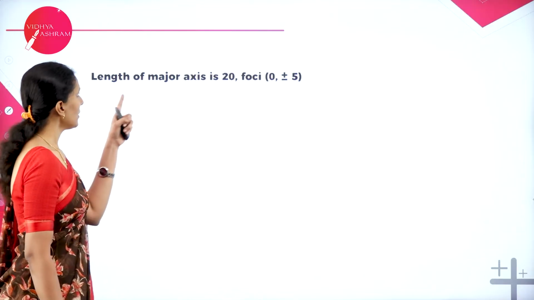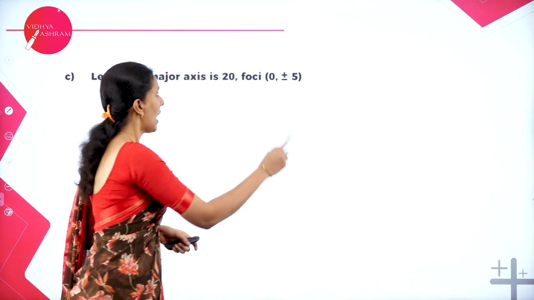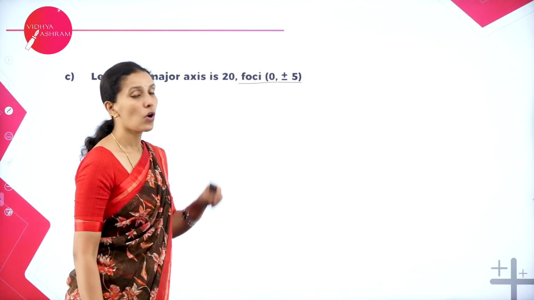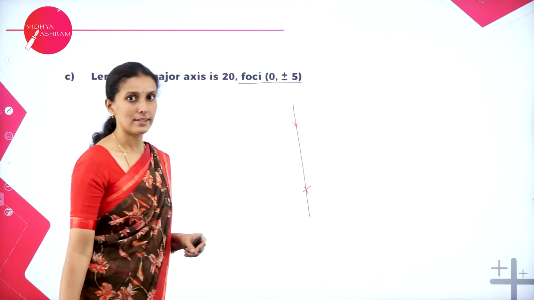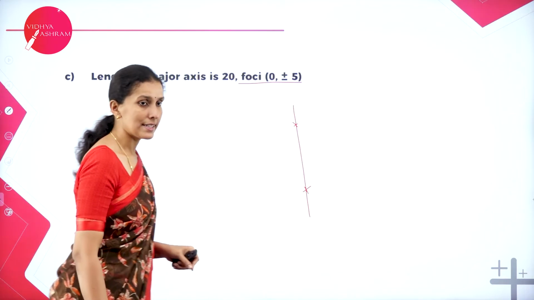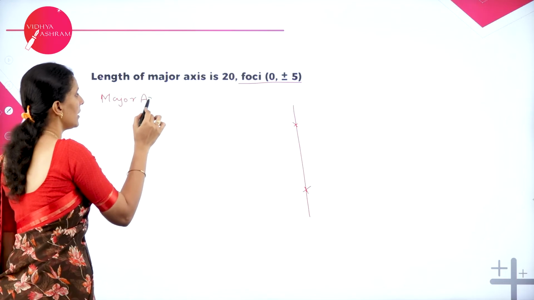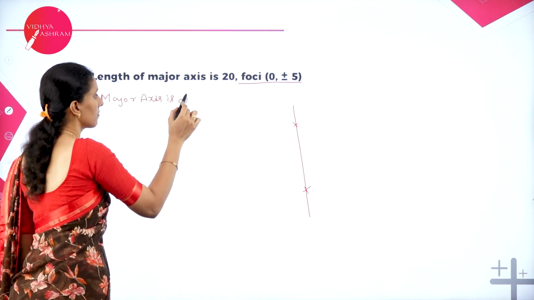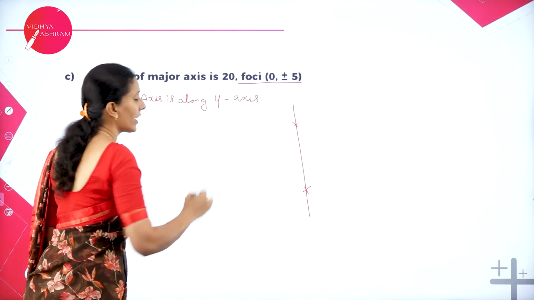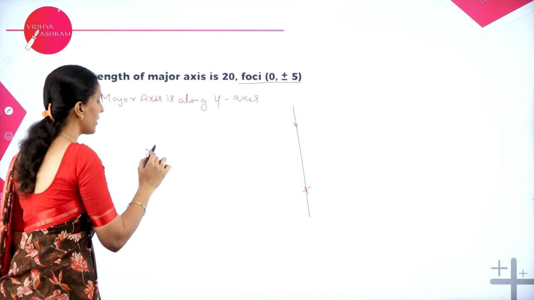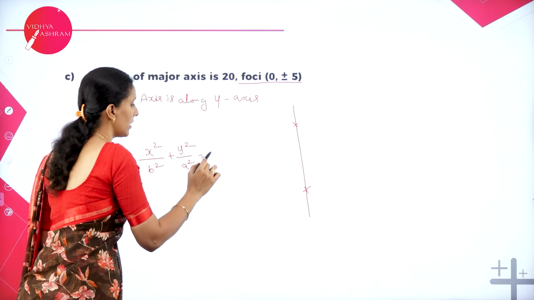Next one, length of major axis is 20, foci is 0, plus or minus 5. Observe the foci. You have x coordinate as 0. That means the foci lie on the y-axis. If the foci lie on the y-axis, the major axis is along the y-axis. If the major axis is along the y-axis, then my standard equation is x square by b square plus y square by a square is equal to 1.